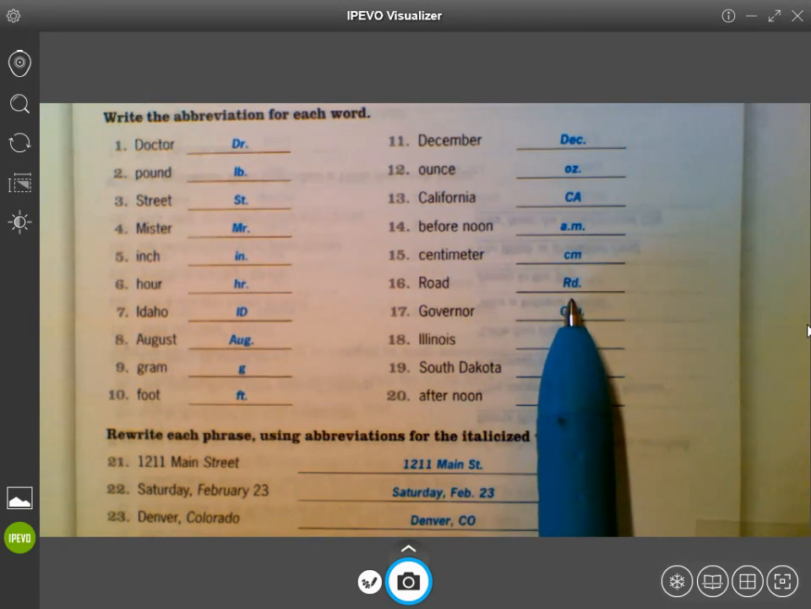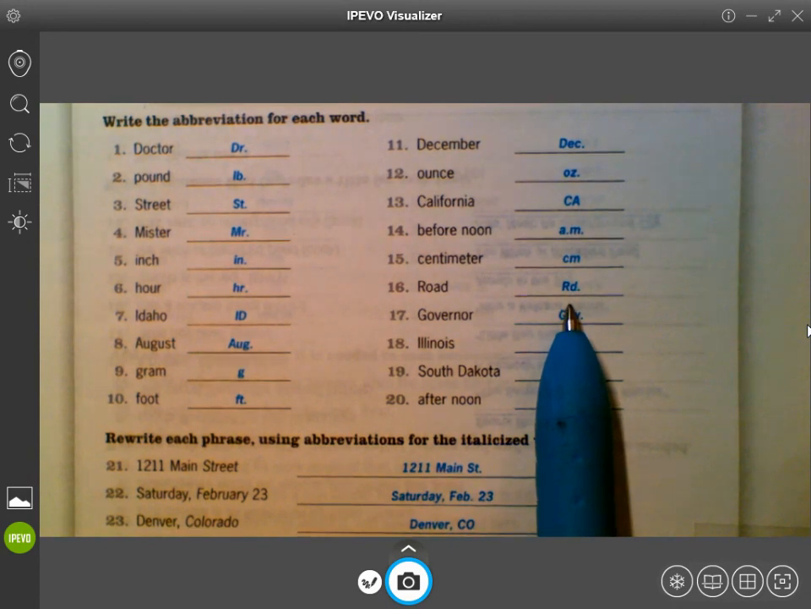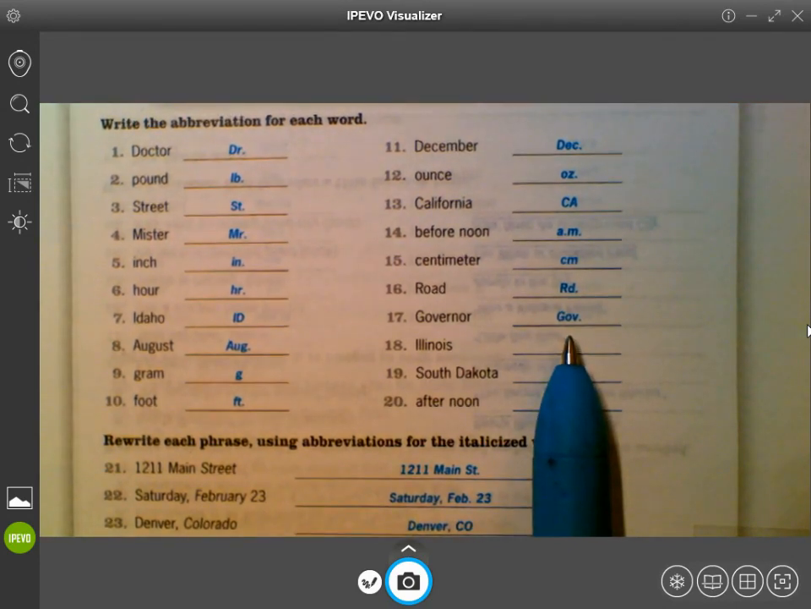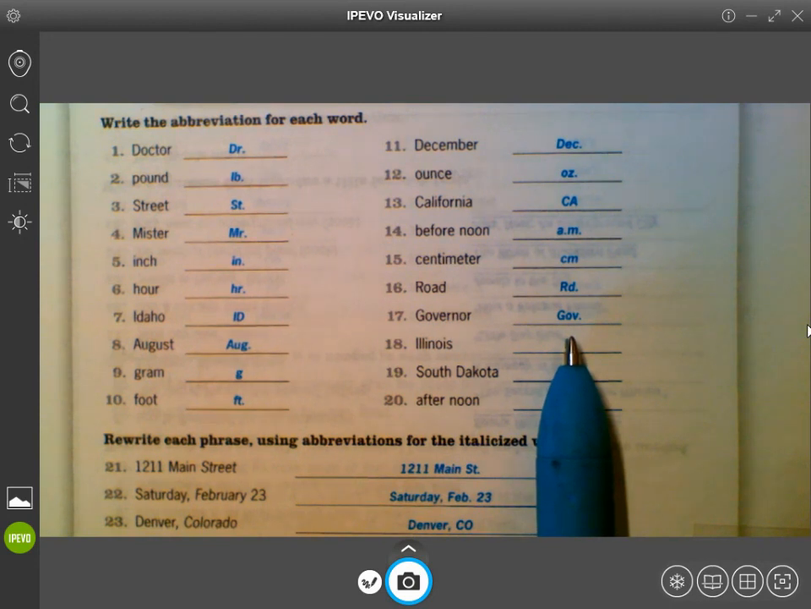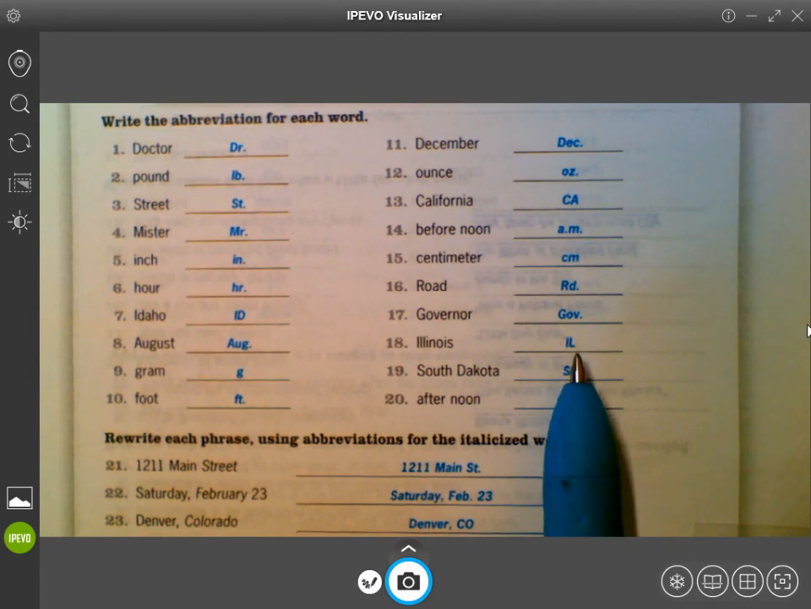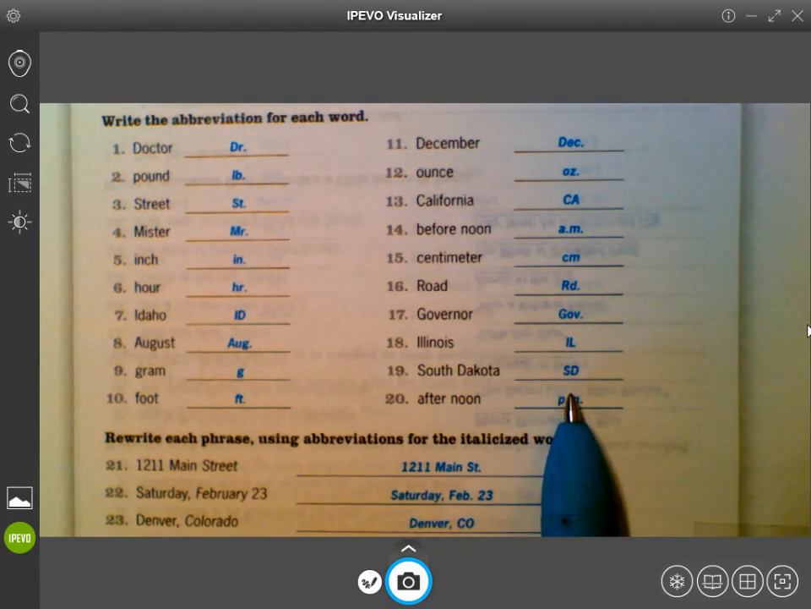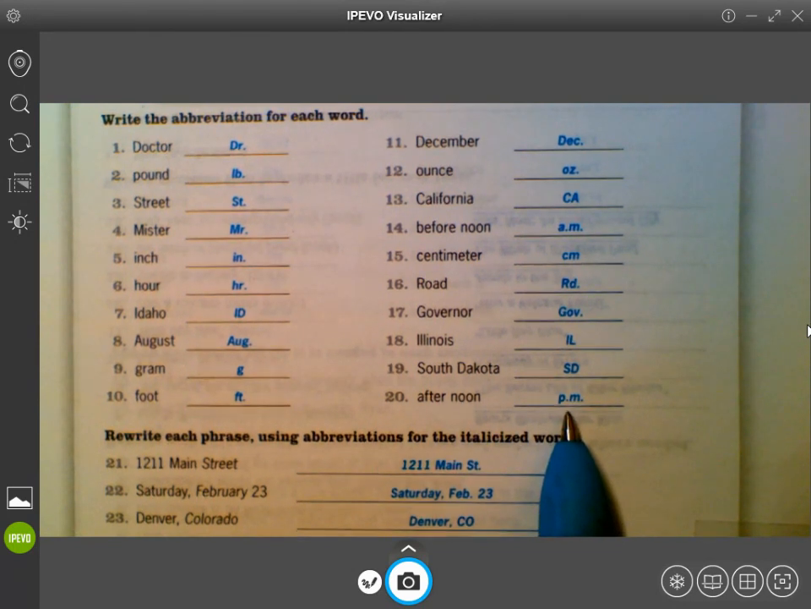Number 16, road, that is an uppercase r, lowercase d, and a period. Number 17, governor, that should be a capital G, lowercase ov, and a period. Number 18, Illinois, that's a state, it should be a capital IL. Number 19, South Dakota is a state, that should be a capital SD. And then number 20, afternoon, should be lowercase p, period, lowercase m, period.